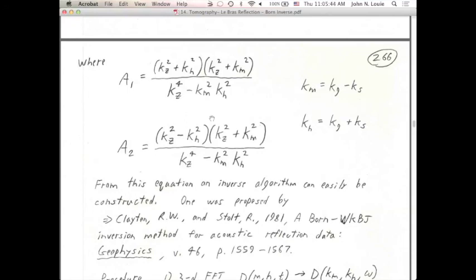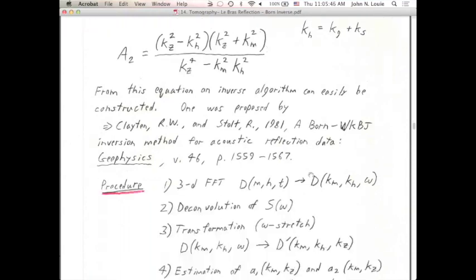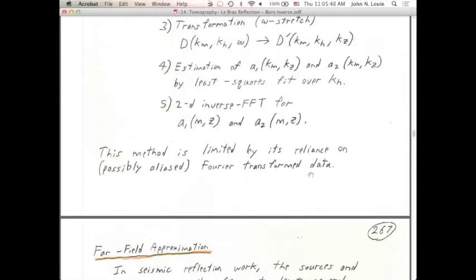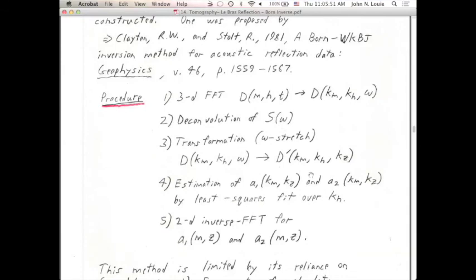So it was hard for Clayton and Stolt to find data examples that actually worked for it, but they did. They're in the paper.